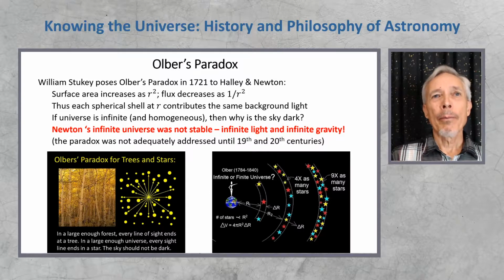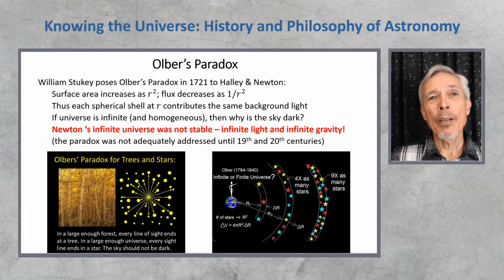Newton's infinite universe was also not stable. So let's revisit this idea again using the diagram at the lower left. We can use the analogy of being in a forest of trees. If the forest is infinite, then even if there's no tree near you, logically, if you look in any direction out along the forest, your sight line will eventually hit a tree. Essentially, the perimeter is covered with trees.